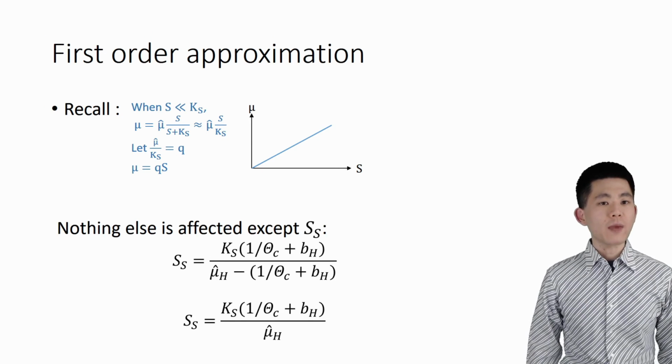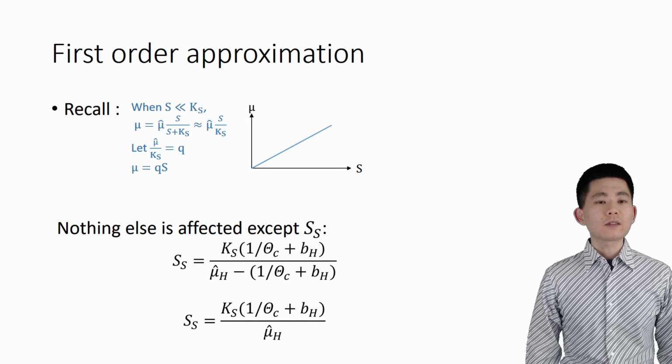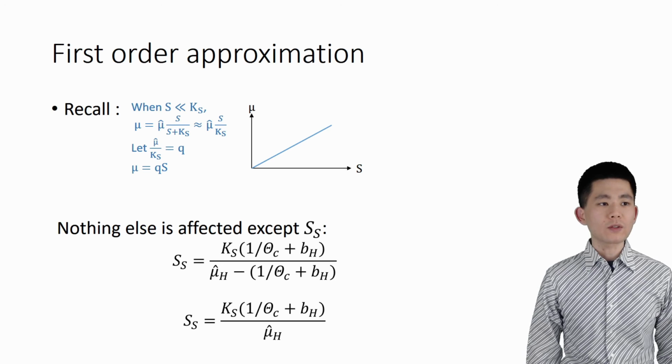In all the mass balances, mu is actually expressed by SRT and the specific decay rate. So the first order approximation does not affect anything except the expression for soluble substrate concentration, which is derived from the Monod equation.